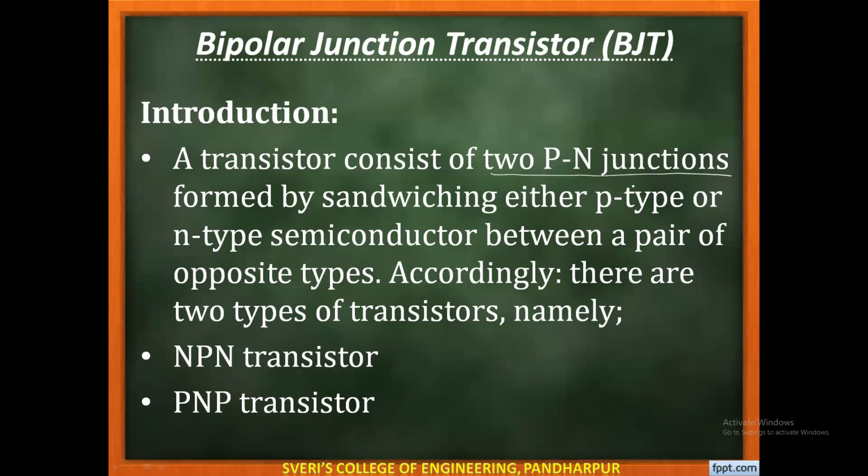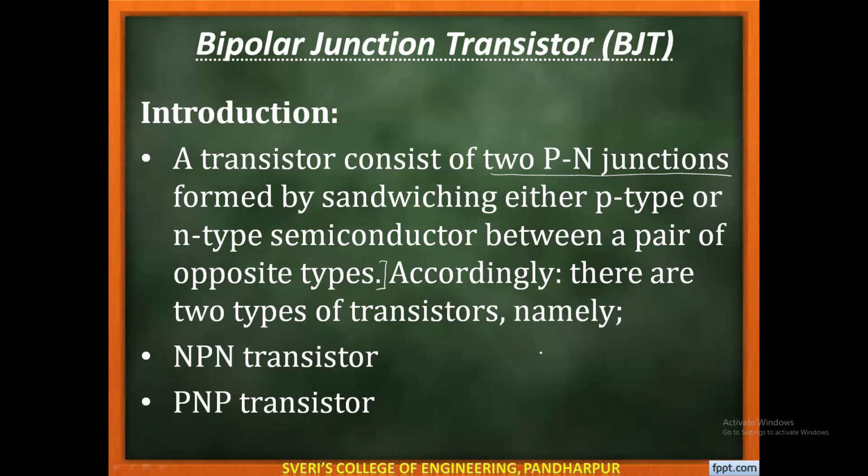This point may be asked as an MCQ type of question. Formed by sandwiching either P-type or N-type semiconductor between a pair of opposite type. Once again, try to read that sentence and try to understand the meaning of this first sentence here. A transistor consists of two PN junctions formed by sandwiching either P-type or N-type semiconductor between the pair of opposite types. And accordingly, the transistor has two types. One we call an NPN type transistor, and the other we call a PNP type of transistor.